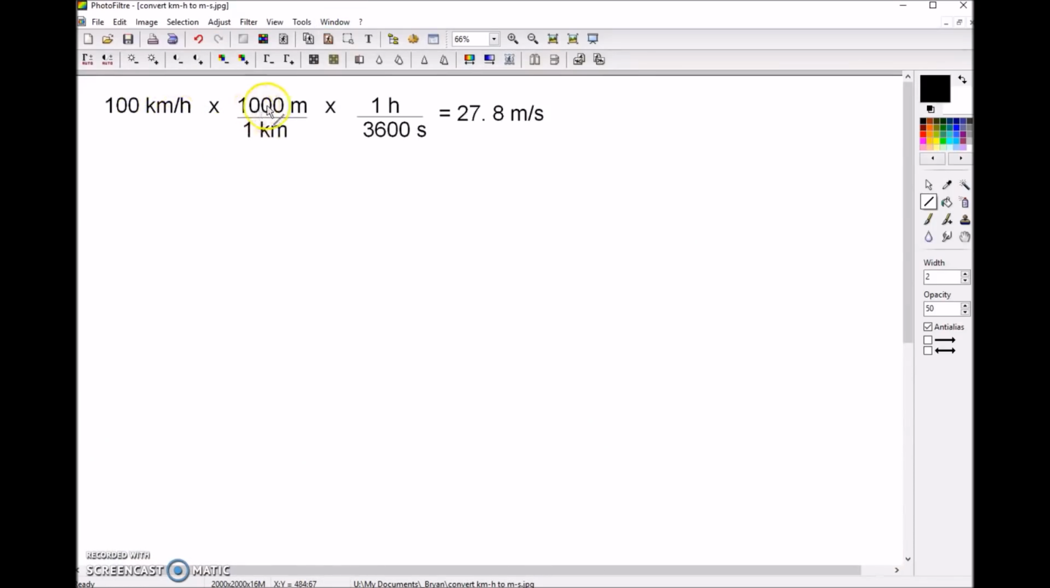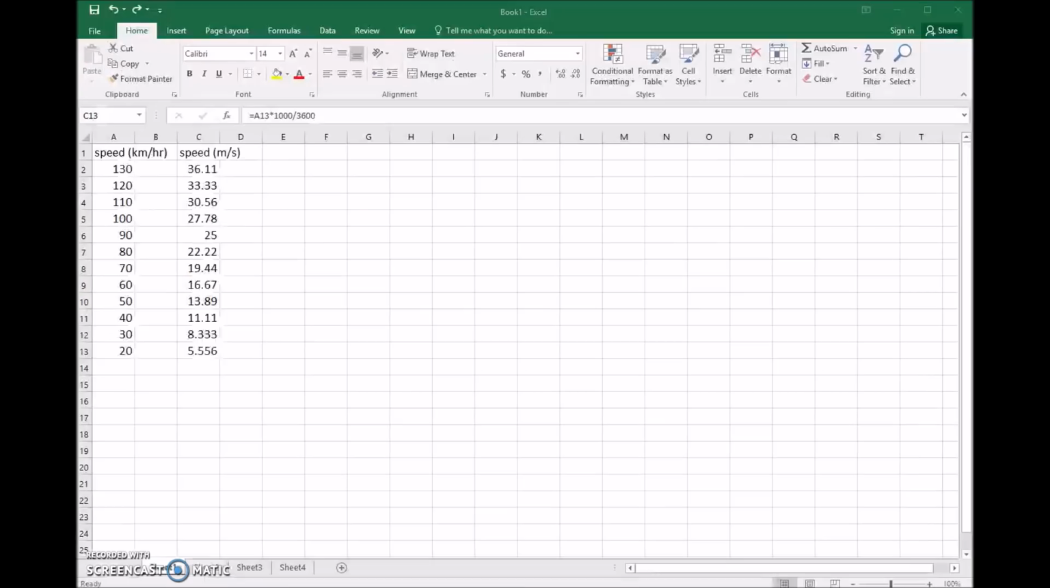100 kilometers per hour, because there's 1,000 meters in a kilometer, and there's 60 minutes in an hour, 60 seconds in a minute, so that's 3,600 seconds in an hour. It works out to 27.8 meters per second. The speed limit on both of those highways is 100 kilometers per hour. That's 27.8 meters per second. Okay, and I've got others here. There's the 27.8 that I just showed you, and if it's increasing, it goes up accordingly.